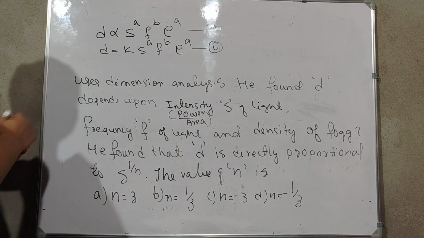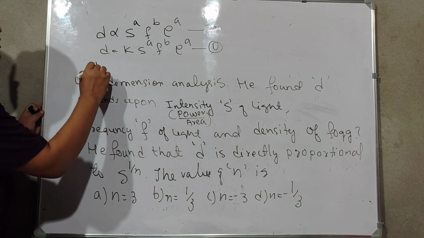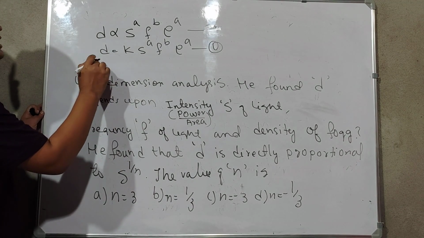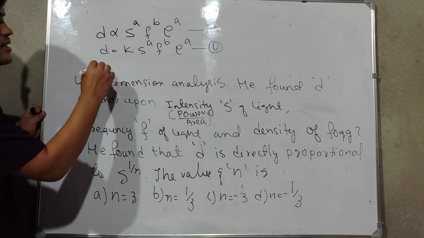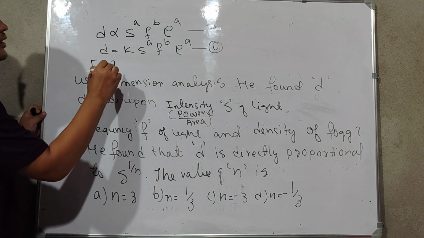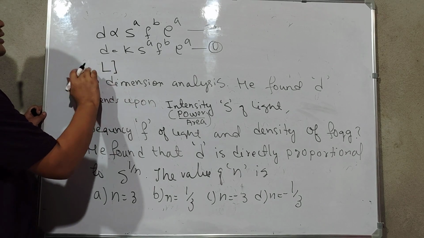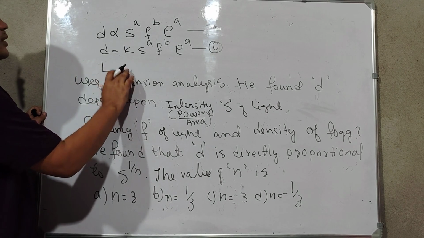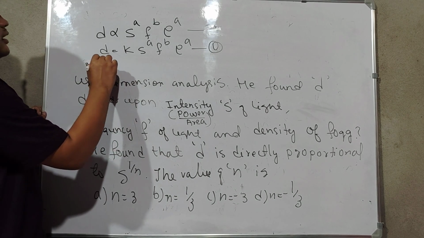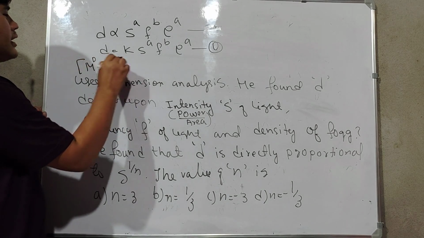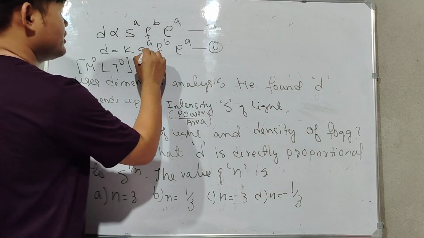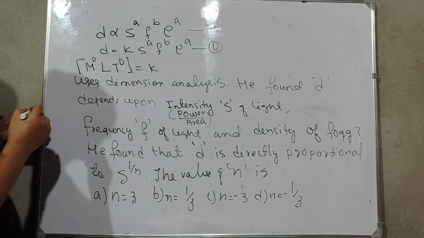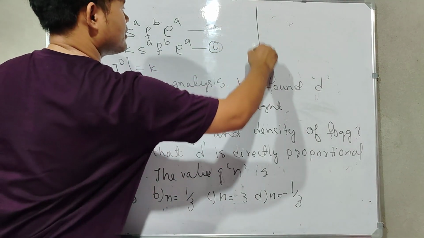So now what is the dimension of distance? D. Distance means D, D means length. So length. The dimensions will be M0 L1 T0, right? We'll get it like this. And then K. S means what? Power per unit area. So you find it out here.